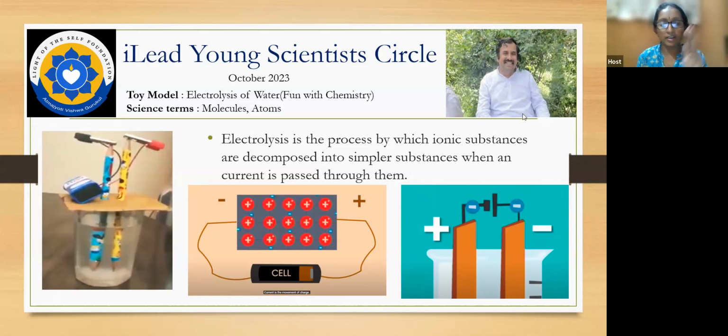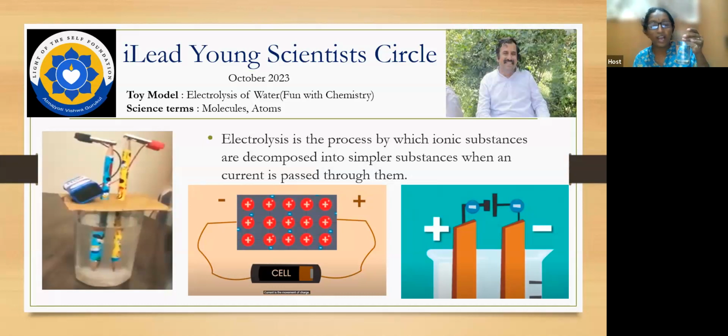So everyone got the rough idea, right? What we are doing in this experiment. Yes, ma'am. Take a glass which is filled with water. Okay. We have sharpened 2 pencils. Take a glass which is filled with water. Add some salt to it.